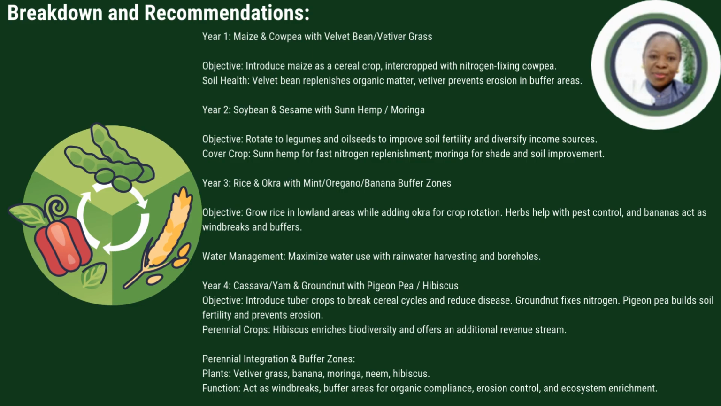Perennial integration and buffer zones. Plants such as vetiver grass, banana, moringa, neem, and hibiscus were some of the perennial crops you could see indicated on the plan. And the function of such perennial crops was to act as windbreaks, buffer areas for organic compliance, erosion control, and ecosystem enrichment.